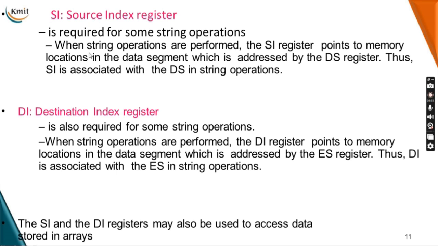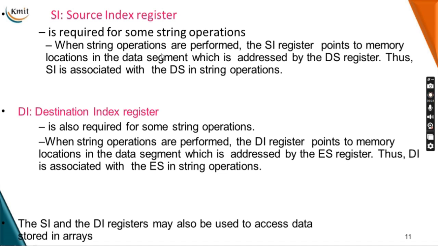The microprocessor will take the effective address of the data from the source index and store it in the destination index. Getting the point here? Clear? It takes the data from this and stores it in the destination. Nothing but the source index is giving the data, and it is stored in the destination index. It is required for some string operations.